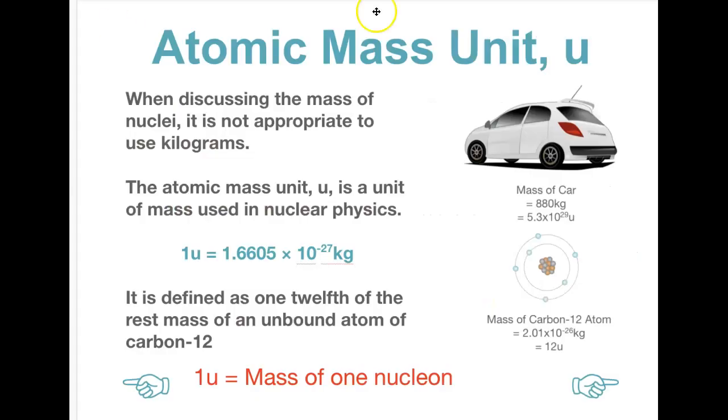A unified mass unit is a way of describing very small amounts of mass. So 1 u will be used instead of 1.6605 times 10 to the minus 27 kilograms. In the data booklet, this is expressed as 1.66, and it's defined as 1/12 of the rest mass of an unbound atom of carbon-12. Approximately, it's the mass of one nucleon.